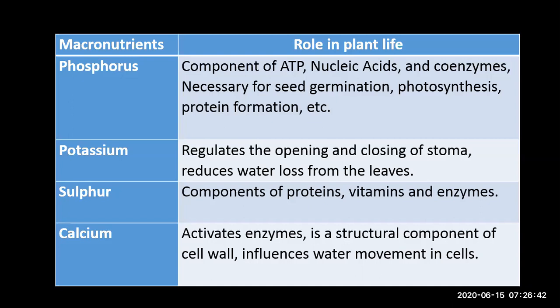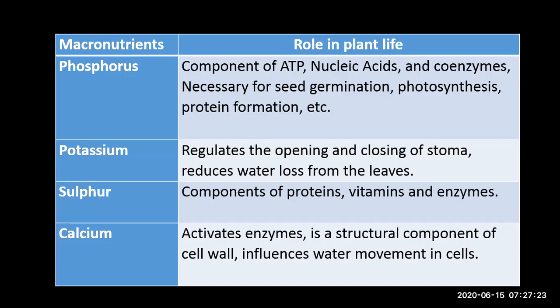So let's talk about sulfur. It's a component of important proteins, vitamins, and enzymes. I have told you before that proteins are made up of amino acids, and vitamins you keep hearing about in daily life, vitamin C, vitamin D, and there are so many important enzymes. So many important vitamins which are required by us. So sulfur is present in many vitamins and enzymes, playing a very important role. So sulfur is a very important macronutrient required by plants.